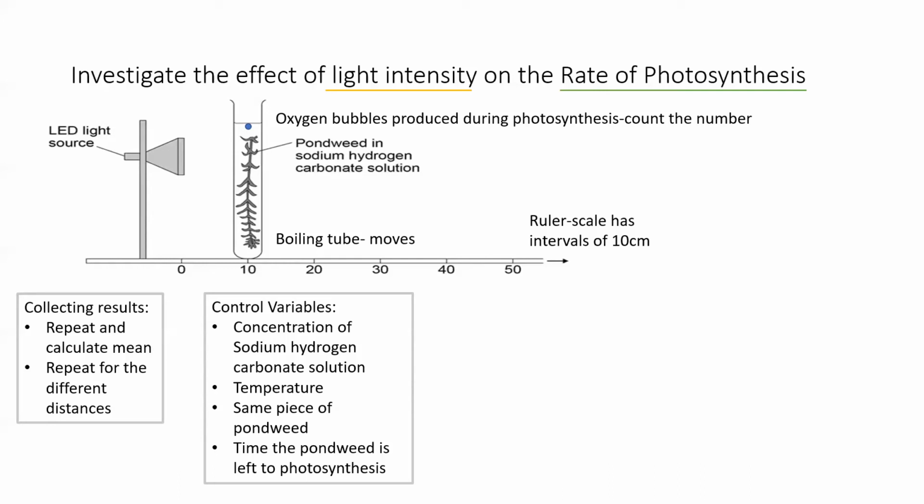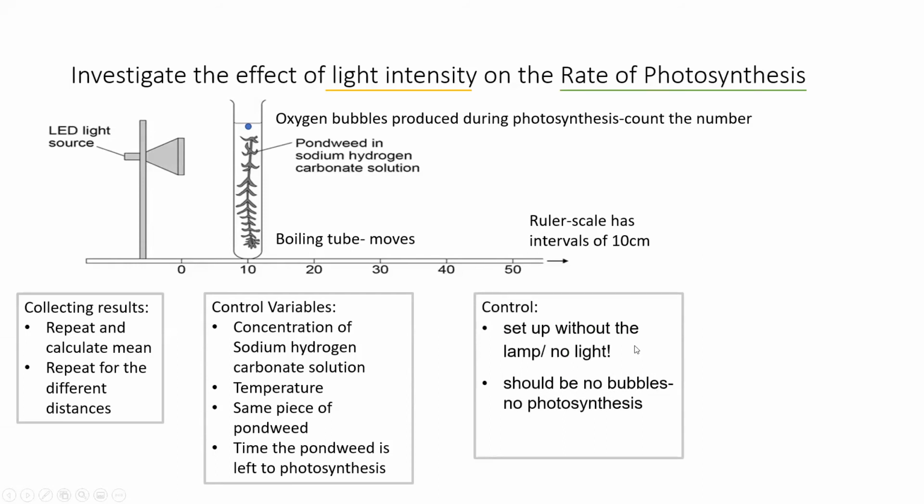Another thing that they can ask you is a control. What we need to ensure is that the method and the equipment that we're using is correct. It's giving us valid results. And to do this, we need to make sure that photosynthesis actually happens because of the presence of light, which we know is true.